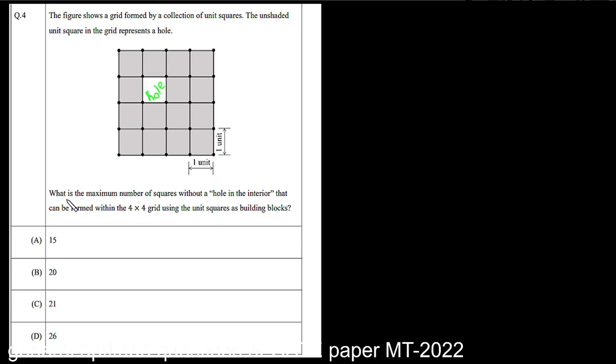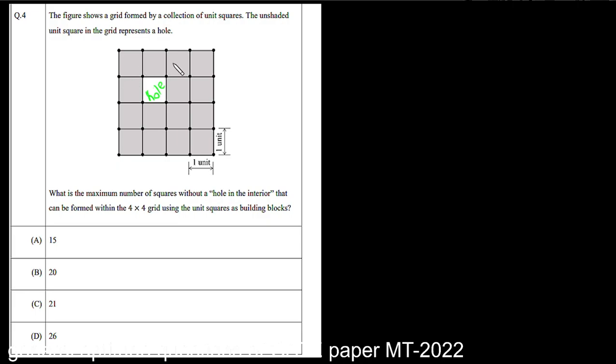So now the question is: what is the maximum number of squares without a hole in the interior that can be formed within the 4 cross 4 grid using a unit square as a building block? So they are asking the maximum number of squares we can build from this figure with the help of this unit square. But we have to build them in such a way that this hole must not be included in any particular square.